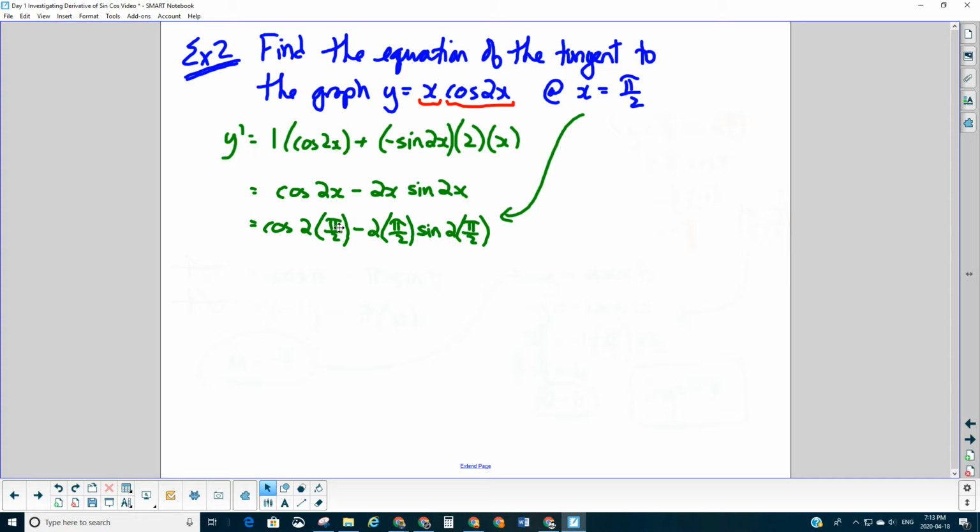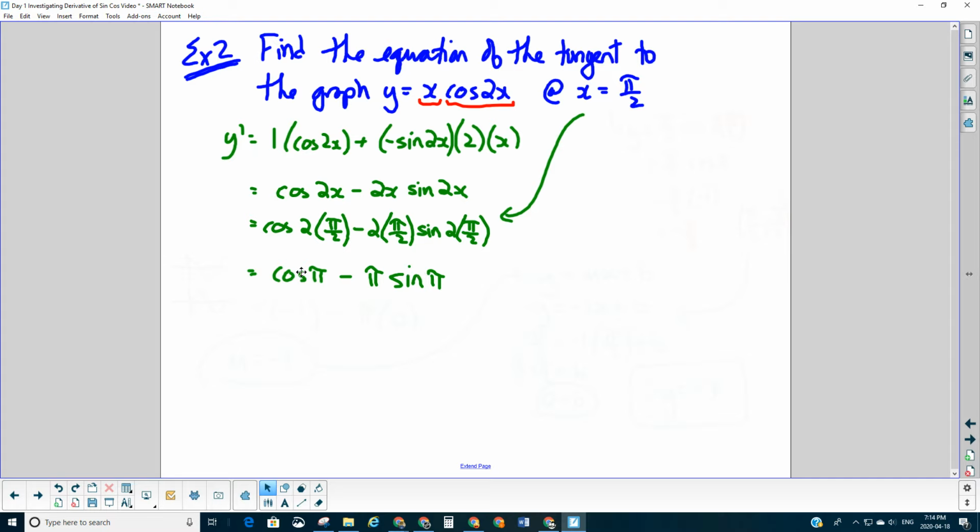So it's 2 times pi over 2. Well, pi over 2 is a half of pi, and if you multiply it by 2, you're just left with pi. Similarly, this negative 2 times pi over 2 is just negative pi, and 2 pi over 2 here is pi. And so we end up with cos pi minus pi sine pi. Now this is a number because we've substituted the value for x. It's not a variable, it's a number. But we actually can simplify this number even better.